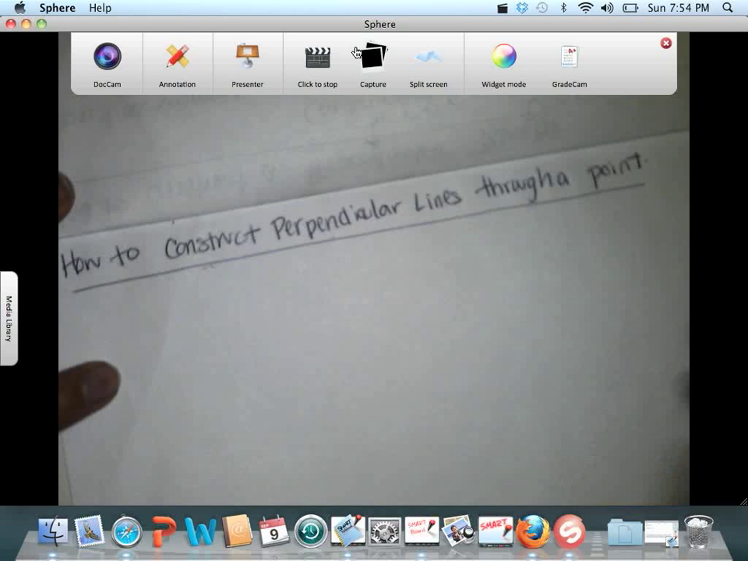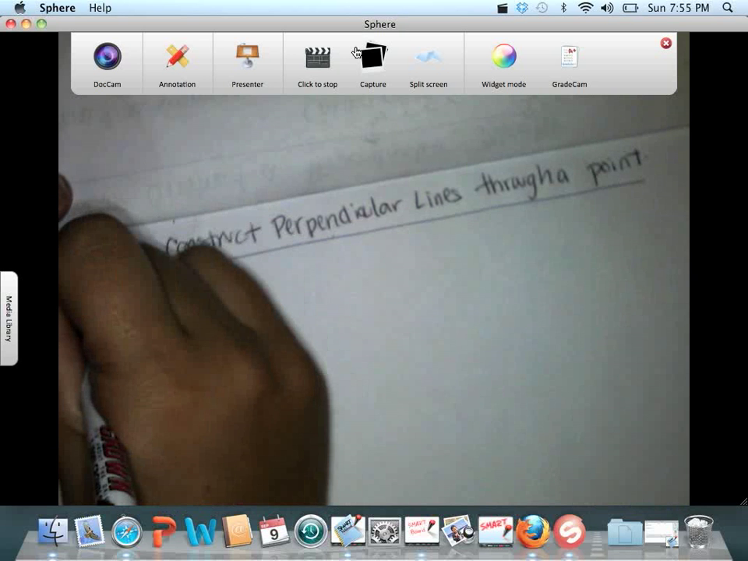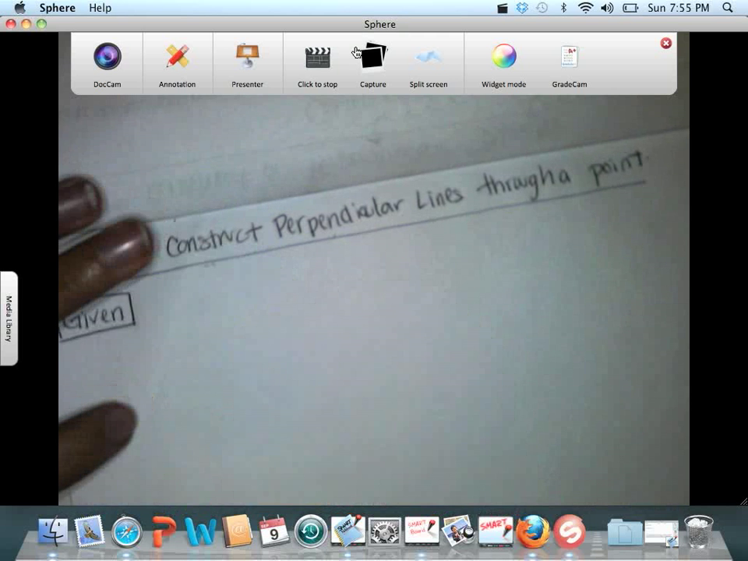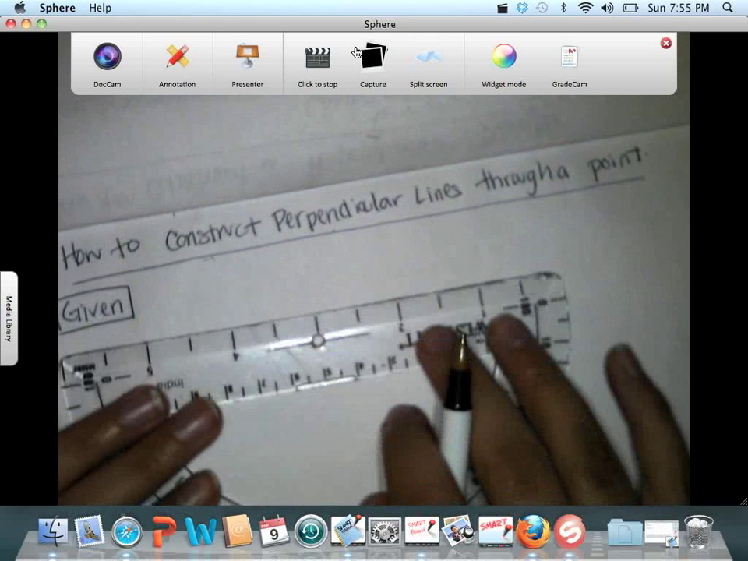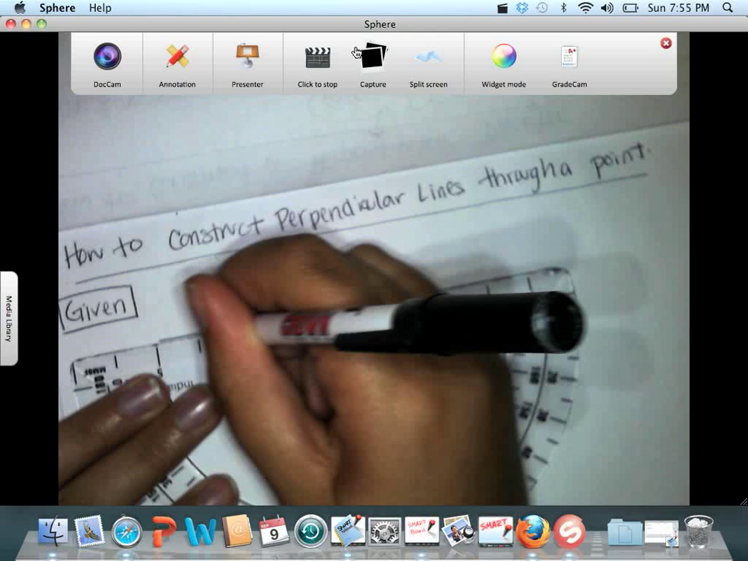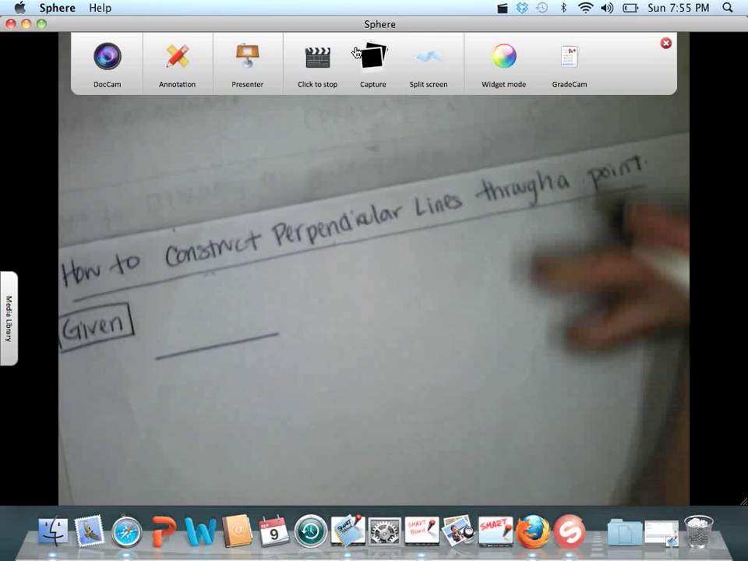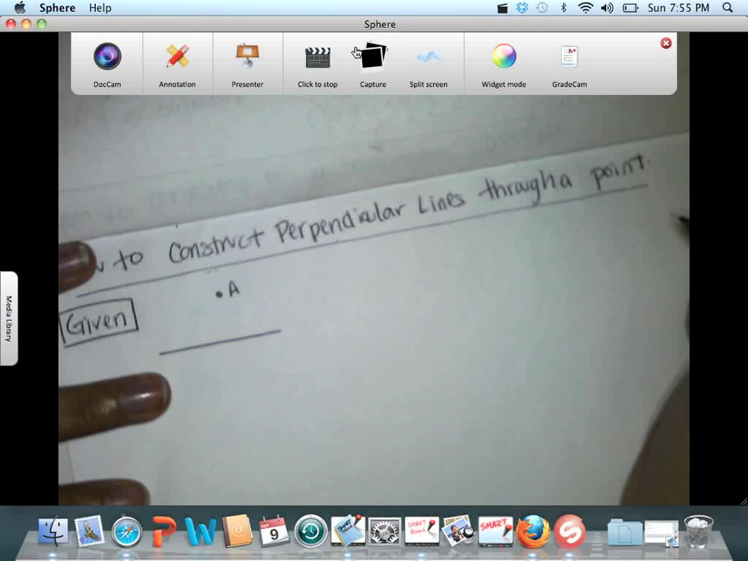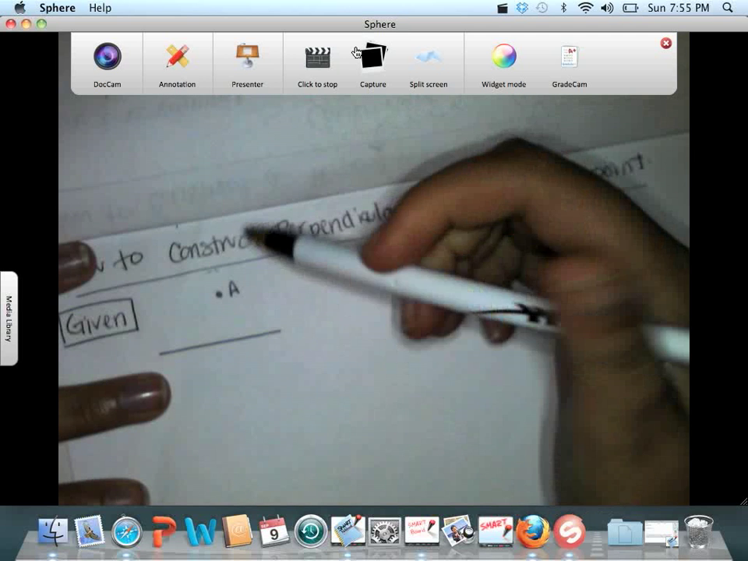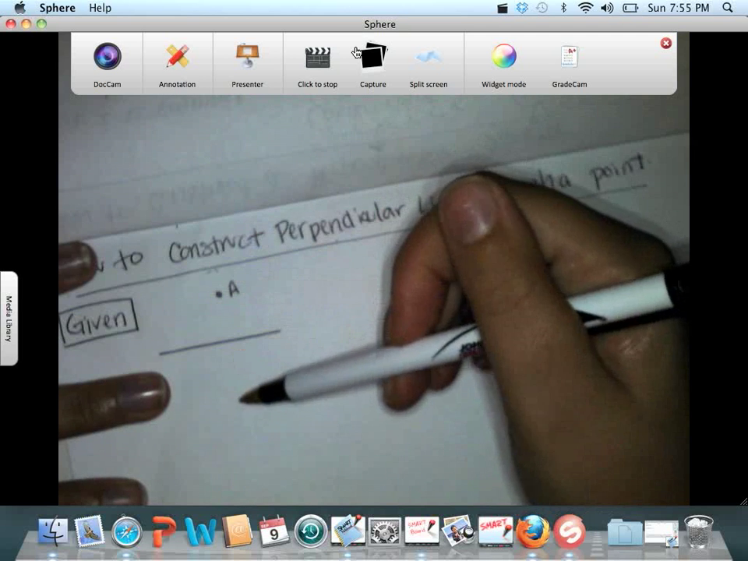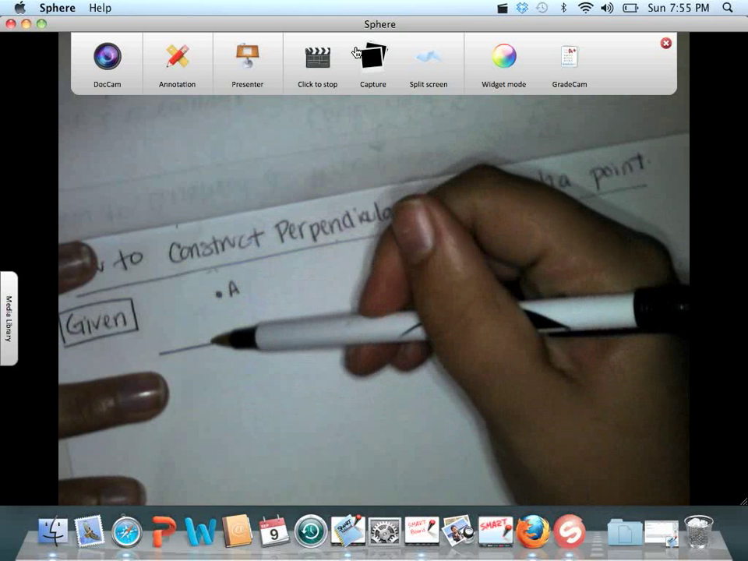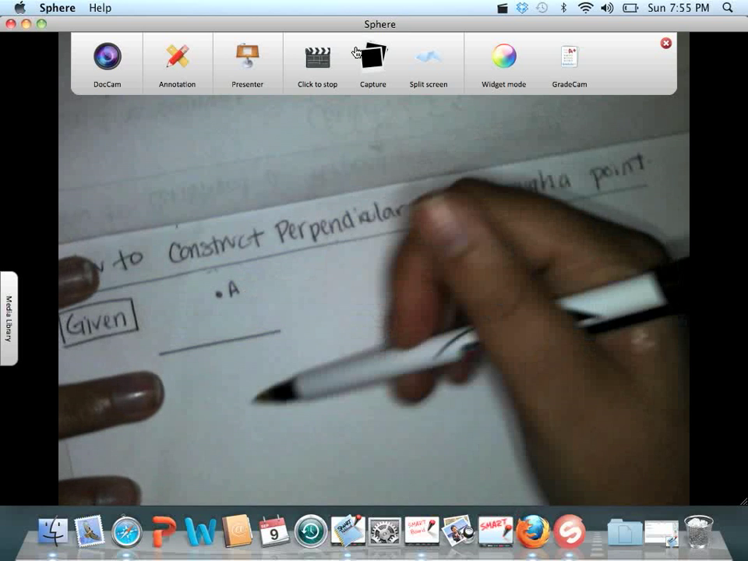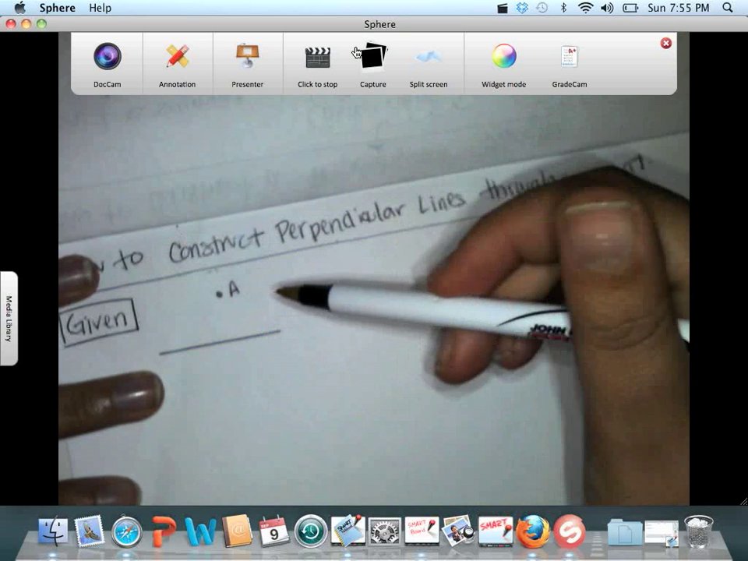Okay, so for this construction, what you're usually given is a line. I'm going to make a straight line. And you're always given a point. We'll call it point A. Now, sometimes the point will be above, sometimes it will be below, sometimes it might even be on the line. It doesn't matter. So today I'm just going to do it like it's above it, but it could essentially be anywhere in the picture.